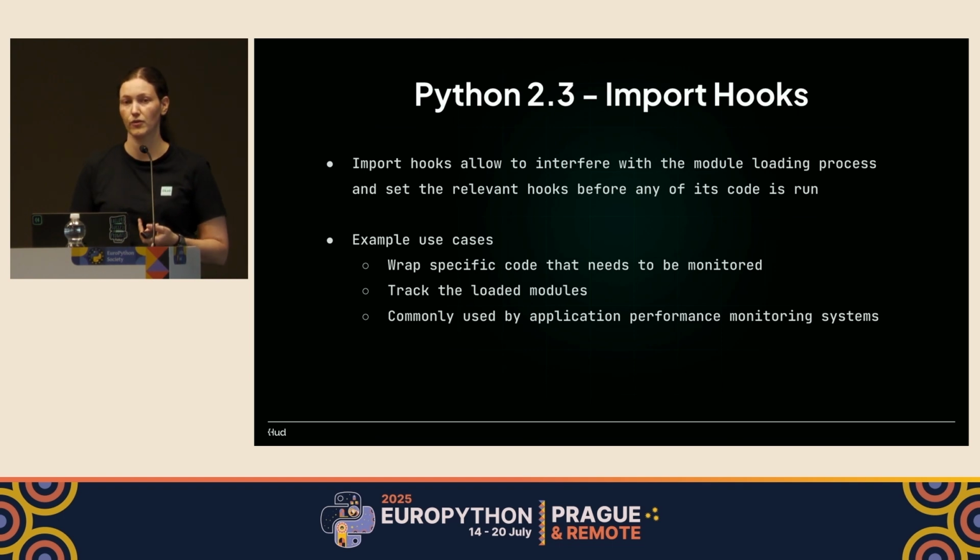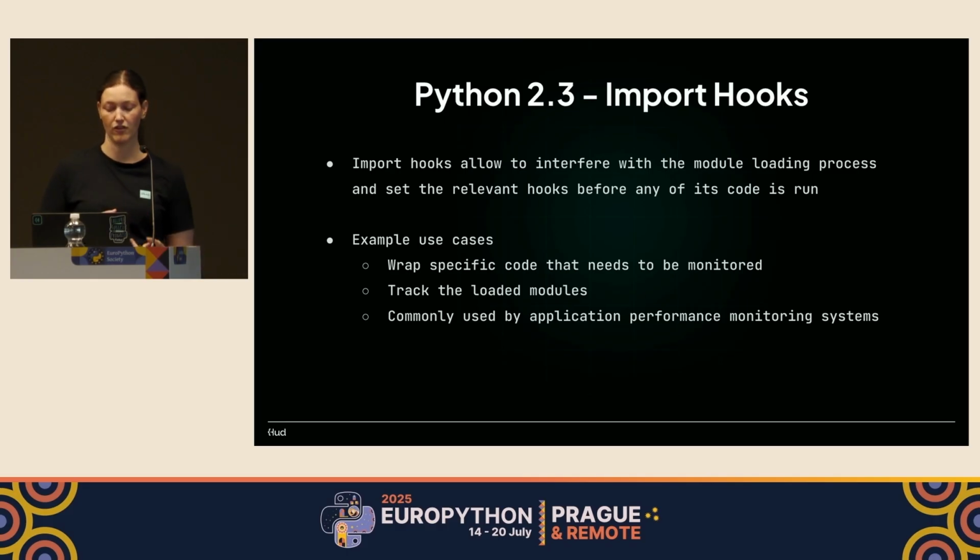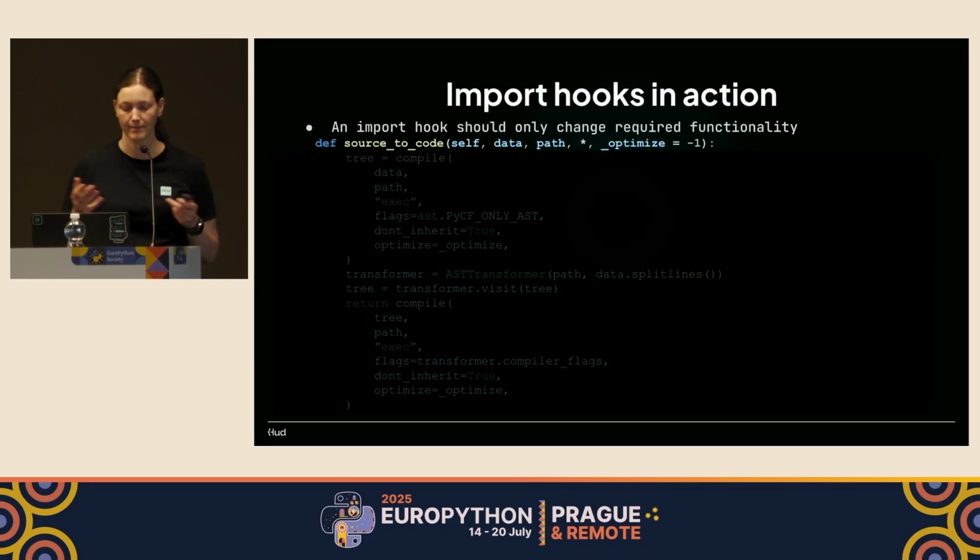For example, for security reasons, maybe I want to know the exact Python modules that are being loaded into my system. And it is very commonly used by application performance monitoring systems, or APMs, like Datadog, Grafana, Dynatrace, and so on and so forth. So this is how it basically looks like. This is Python code, not the source code of Python, just to give you a hint of how it looks like.